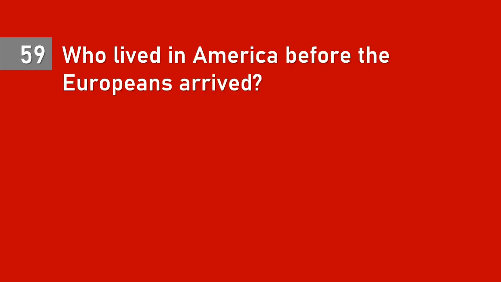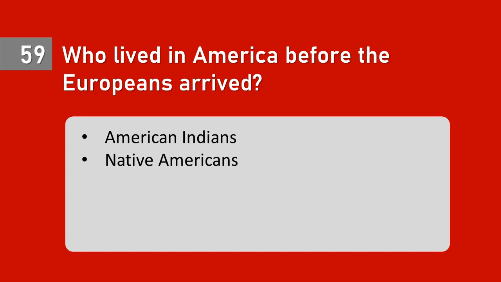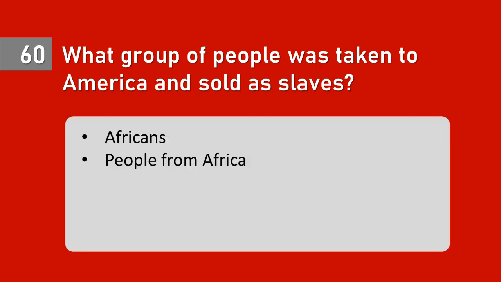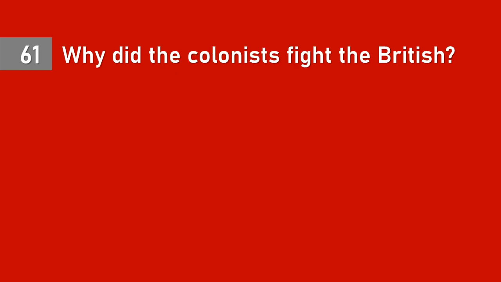Question 59. Who lived in America before the Europeans arrived? American Indians, Native Americans. Question 60. What group of people was taken to America and sold as slaves? Africans, people from Africa.